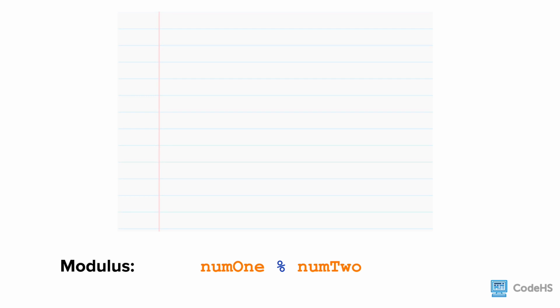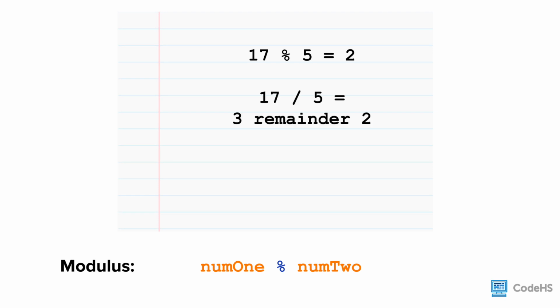So what's modulus? You might be wondering. Modulus returns the remainder of dividing two numbers. Let's do an example. 17 modulus 5, or 17 mod 5, is 2. Well, why? Well, 5 fits into 17 3 times. That would be 15, right? But there's 2 left over. So modulus returns the remainder, so that gives the answer of 2.